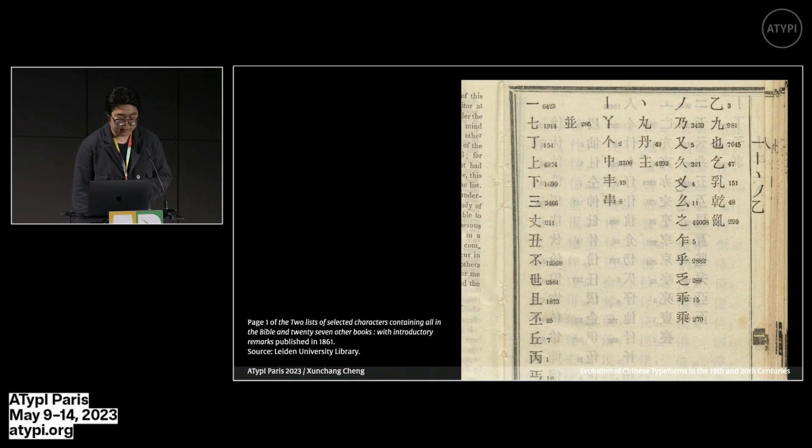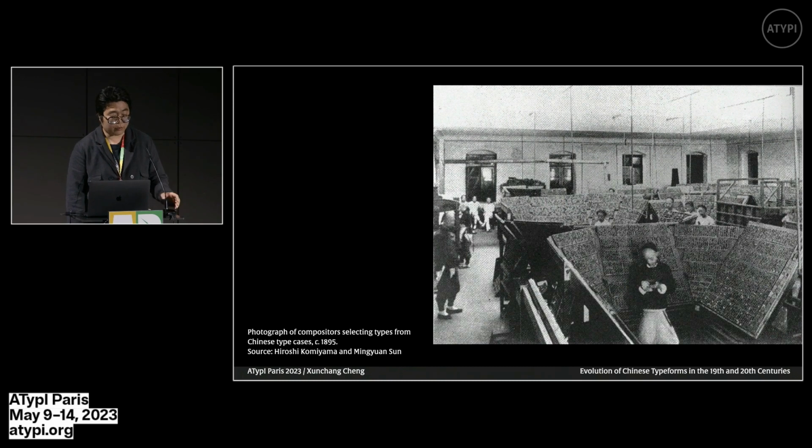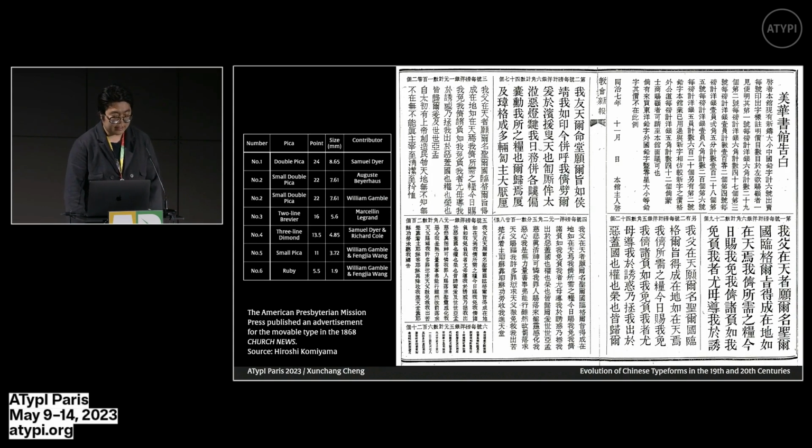The American Presbyterian Mission Press also sent a missionary, William Gamble, to China. When he got involved in the type making process, he started to calculate the relative frequency of Chinese characters, and he redesigned Chinese type cases based on that relative frequency. By the late 19th century, Gamble used the electrotyping method to reproduce the fonts used at that time.